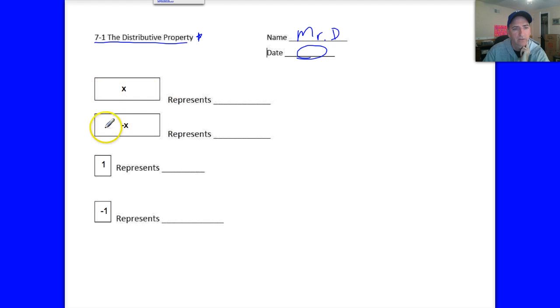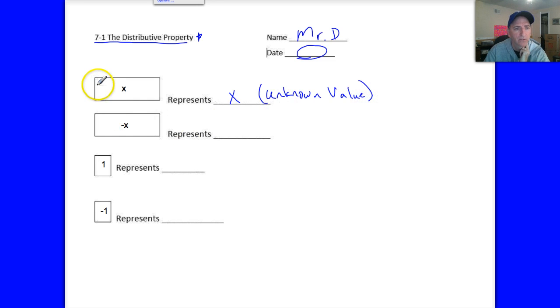Now these two rectangles are the same size, but this one that has an x in it, that's just going to represent x. Now remember that x is just an unknown value, and I will talk more about that in class. Okay, that's an unknown value.